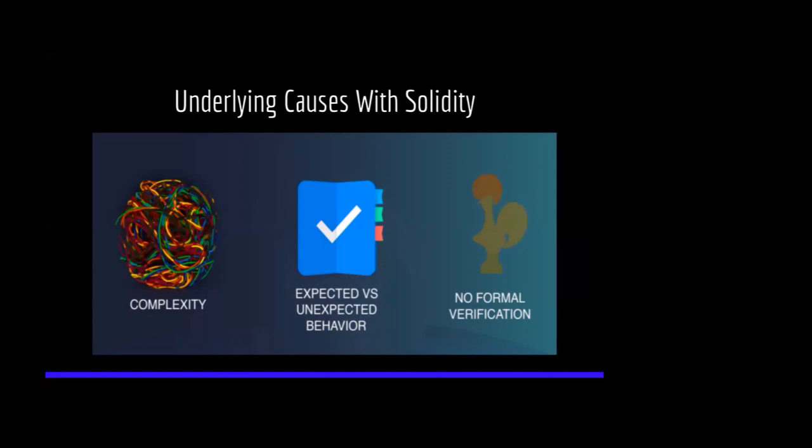So what are the underlying causes with Solidity? Solidity is complex, there is no formal verification, and there is expected versus unexpected behavior. These are the main underlying causes with Solidity. That's what we had identified.